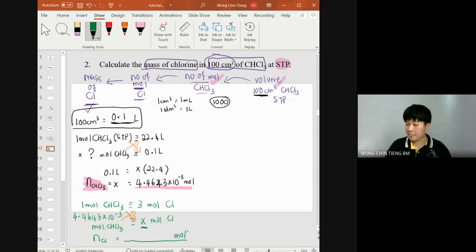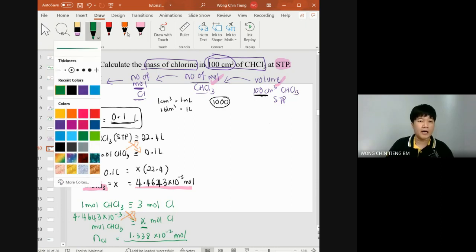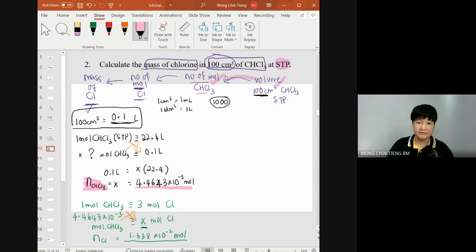Zul, jawapan? 1.338 times 10 power of -2. Thank you. So kamu akan dapat number of mole of chlorine over here, and we are here already. We done this. And we are at the last step to find the mass of chlorine at this moment. So to find the mass of chlorine, and we know that the conversion over here daripada number of mole nak cari mass adalah guna molar mass. Betul? Okay?